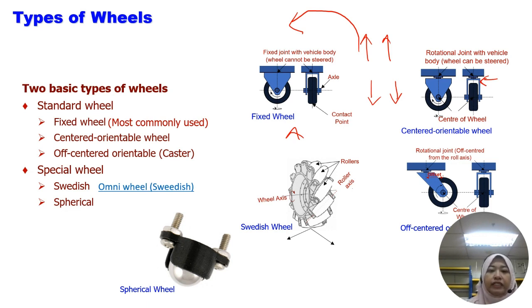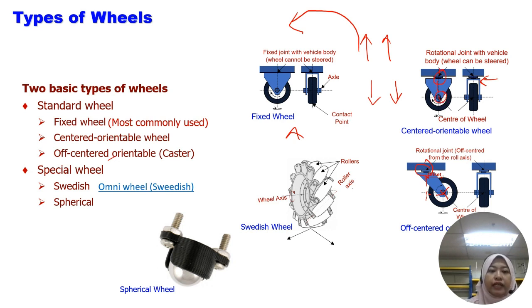Ada juga yang jenis off-centered. Off-centered ni, bahagian yang boleh berpusing ni, dia tak center, tak sama dengan center wheel ni. Okay, dia tak sama center. Yang ni dia sama dengan center wheel. Tempat pusing dia tu sama dengan center of the wheel.